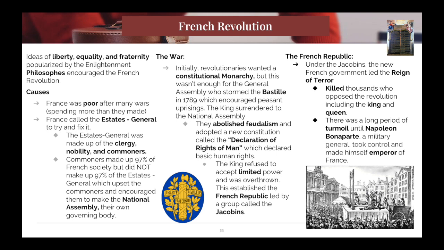By then, peasants throughout the land were growing restless and were concerned that the king wasn't going to follow through on the major reforms they wanted. They stormed the Bastille, a huge prison in Paris, on July 14th, 1789. From there, anarchy swept through the countryside, and soon peasants attacked the nobility and feudal institutions.